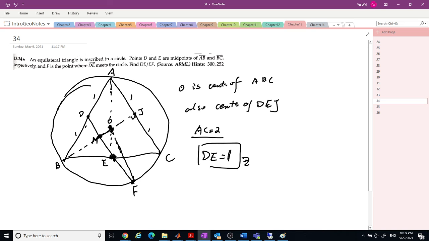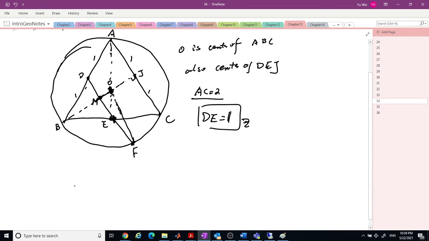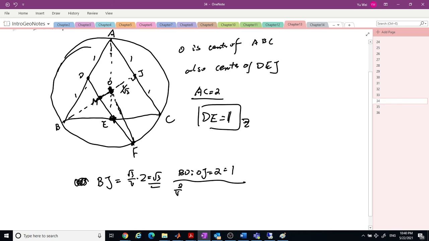So now we can see, let's do BJ first. BJ is equal to root 3, right? Because O is also the centroid, the BO over OJ is also 2 over 1, right? So that means OJ is 1/3 of the BJ, right? So OJ is 1 over root 3, and BO is equal to 2 over root 3.